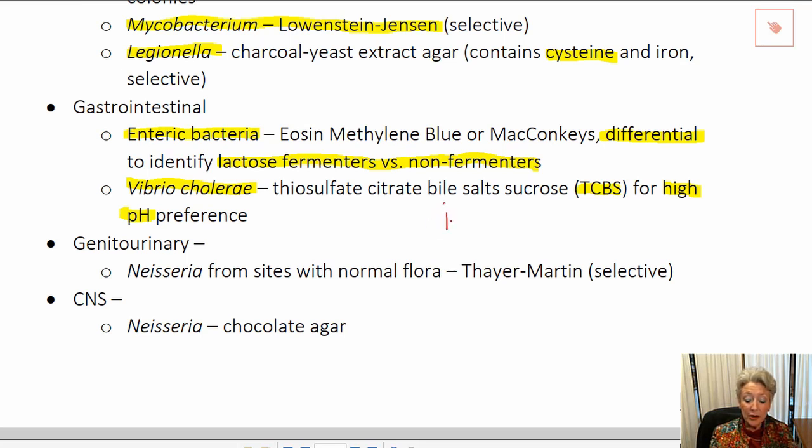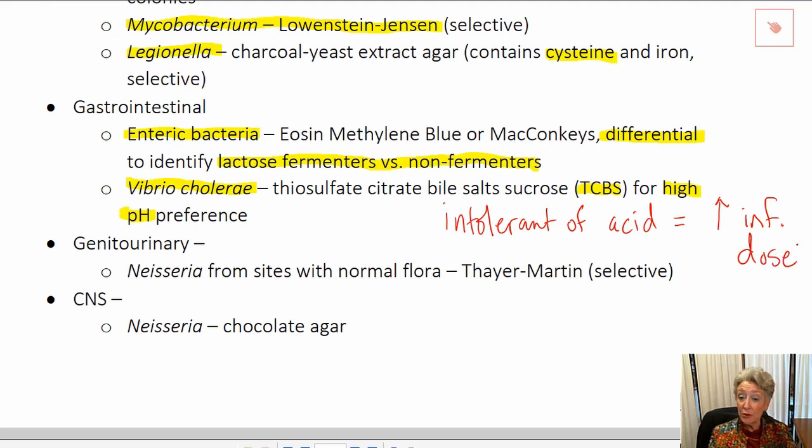So it is easily killed in acid environments, which translates to the fact that it's going to take a very high infectious dose in order to infect a person with Vibrio, because most of the organisms do not make it alive through the gastric acidity, and therefore you're going to end up having to have lots of them ingested in order to have a few of them survive and cause disease.